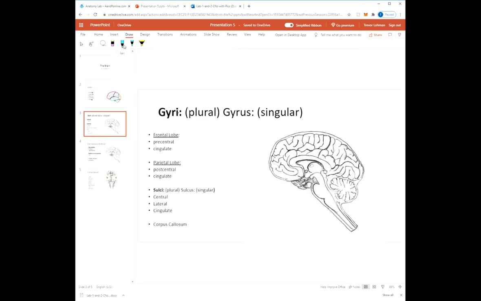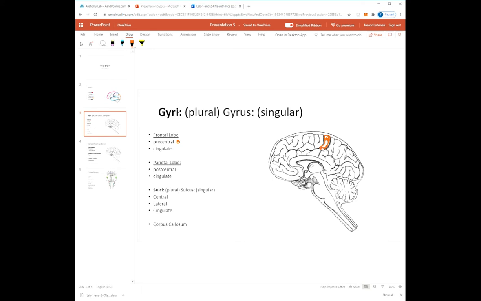So let's name a couple gyri. We're now looking at a sagittal view, so we can name them here, and we'll probably jump back a slide and name them there as well. So the precentral gyrus is in front of what's called the central sulcus. So let me color this in. That is the precentral gyrus.